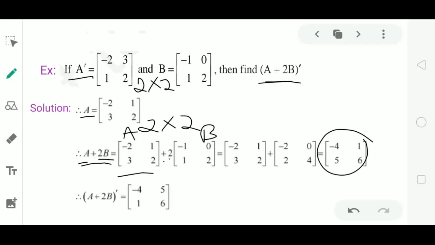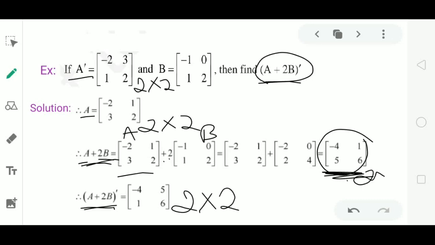The question is to find A plus 2B whole dash, that is transpose of this matrix. A plus 2B whole dash is equal to, we take the transpose of the matrix A plus 2B, then the order of this A plus 2B whole dash will be 2 by 2. It is the reverse of order of A plus 2B. And the elements of first row of A plus 2B will be the elements of first column of A plus 2B whole dash. Elements of second row of A plus 2B will be elements of second column of A plus 2B whole dash. This is the matrix A plus 2B whole dash.